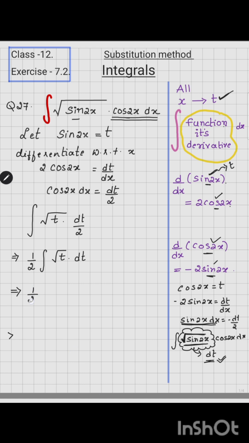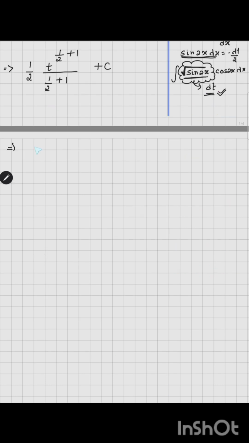Now 1 by 2 integral of square root of t is nothing but t to the power 1 by 2 with respect to t. So now this implies 1 by 2. So integral of t to the power 1 by 2 is t to the power 1 by 2 plus 1 divided by 1 by 2 plus 1. We have done the integration. We will write constant c. Now this implies 1 by 2 t to the power 3 by 2 divided by 3 by 2 plus constant of integration.